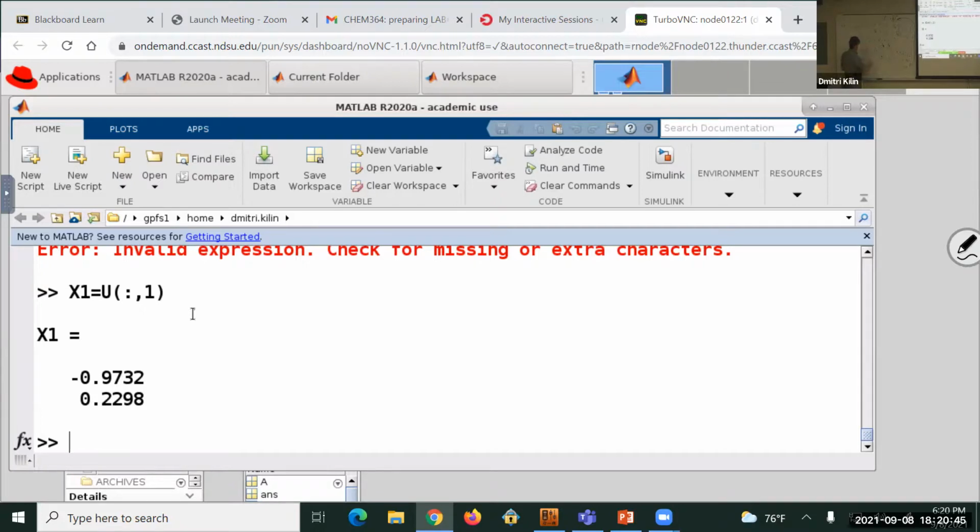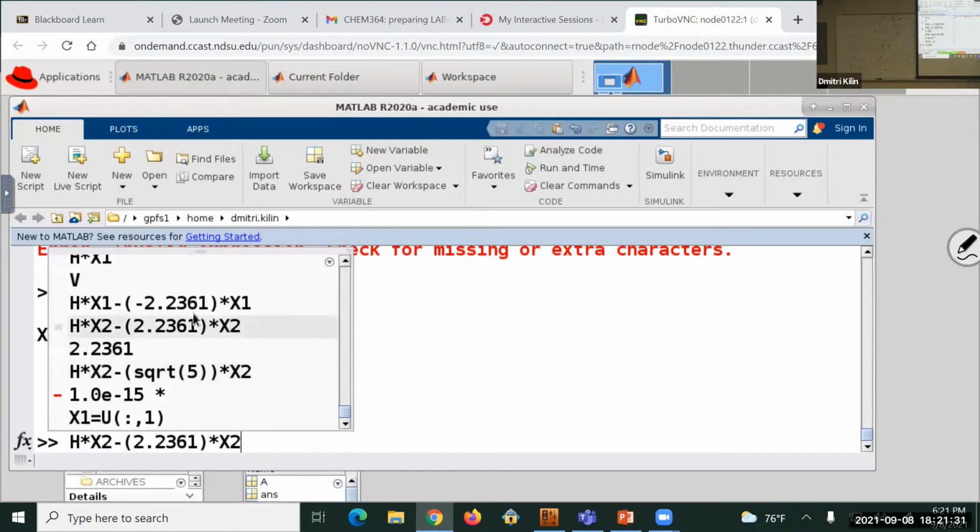And then I was literally doing H times X1, which is here. Our goal was to check that E plus times X1 is a correct equation, right? In order to check that it is correct, I subtract left and right, so put minus, and then I need to prove that as a result I'm getting zeros. So this is what I was actually trying to type in MATLAB. So matrix H times X1 minus eigenvalue times vector X1, right? No doubts, no questions on that.